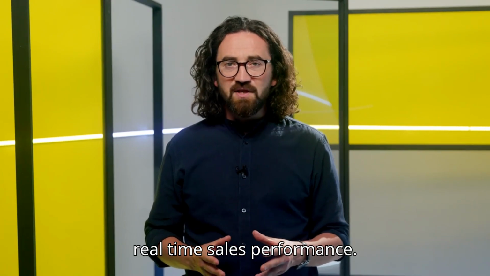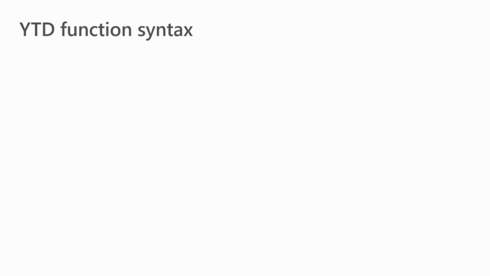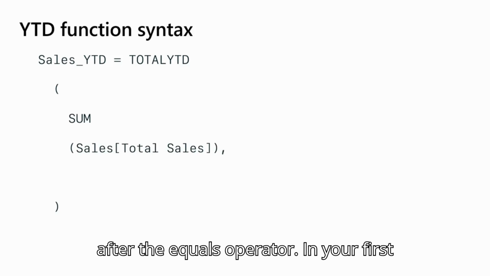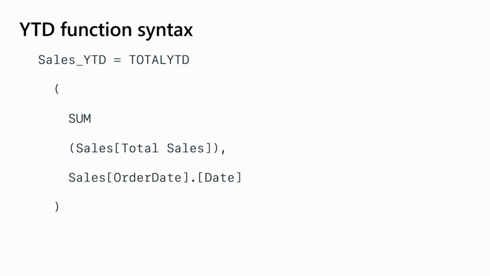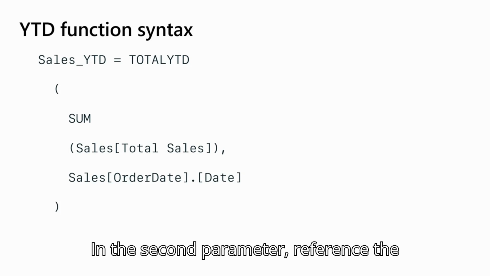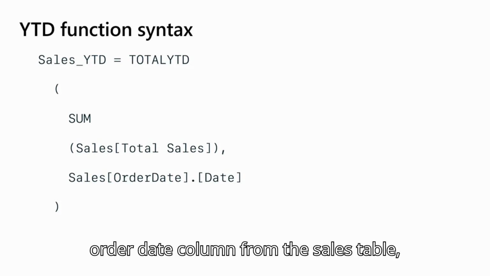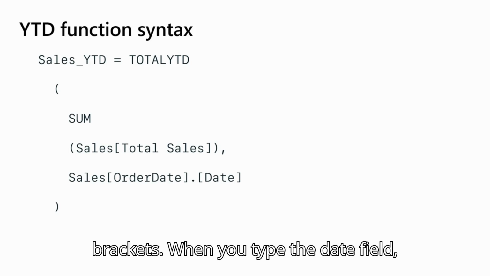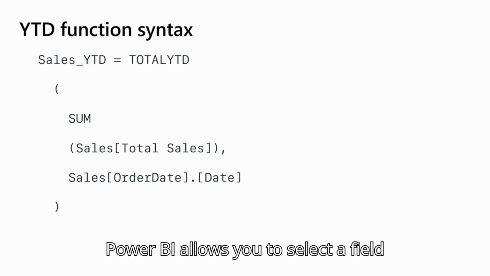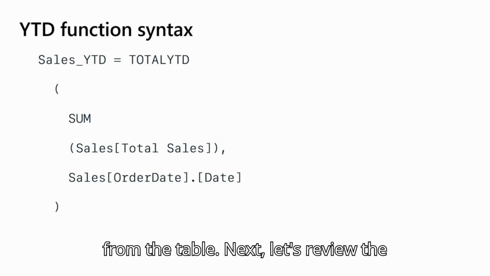For example, AdventureWorks wants to evaluate its real-time sales performance. Call the expression sales year-to-date and add the total year-to-date function after the equals operator. In your first parameter, reference the total sales column from the sales table and aggregate the values using sum. In the second parameter, reference the order date column from the sales table. Then add another date field in square brackets. When you type the date field, Power BI allows you to select a field from the table.